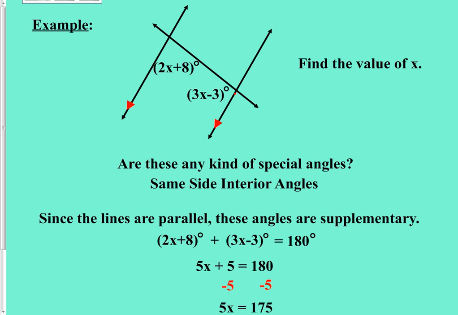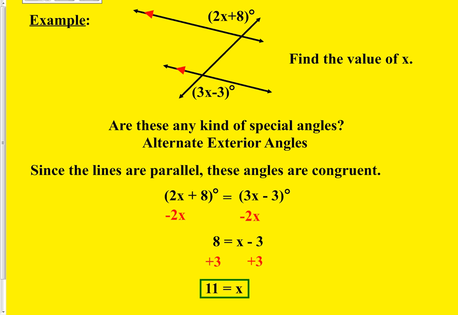That means when we write an equation, we would add these 2 angle measurements together and set them equal to 180 degrees. This diagram here, 2x plus 8 degrees, 3x minus 3 degrees. What kind of angles are those? Those are alternate exterior angles. And if your lines are parallel, then alternate exterior angles want to be congruent. So when it comes time to write an equation, we would set these 2 angle measurements equal to each other.